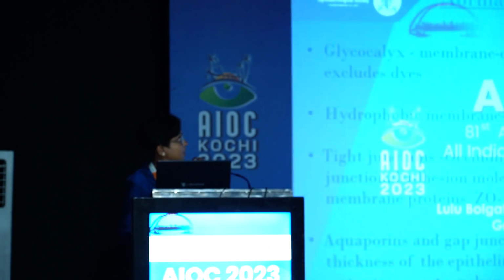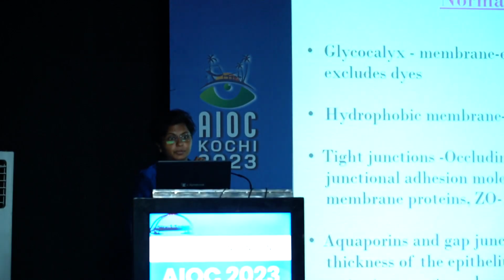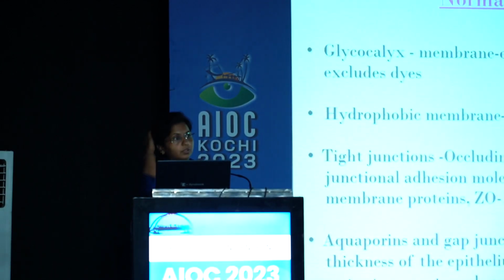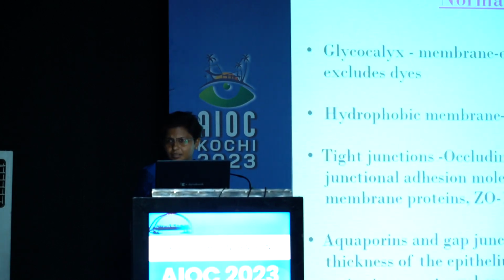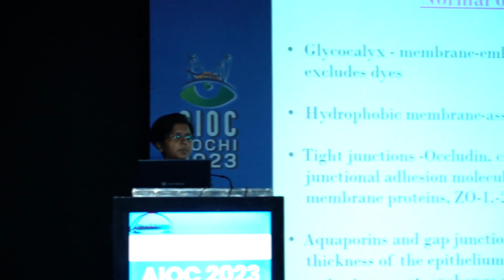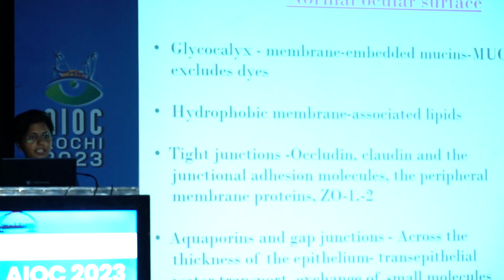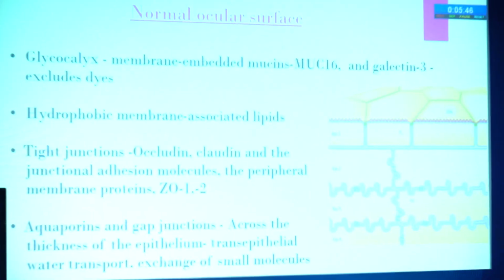The normal ocular surface does not get stained because of the presence of glycocalyx and the corneal epithelium. They are very tightly adhered. The superficial corneal epithelial layers are tightly adhered and do not allow the dye to go inside.